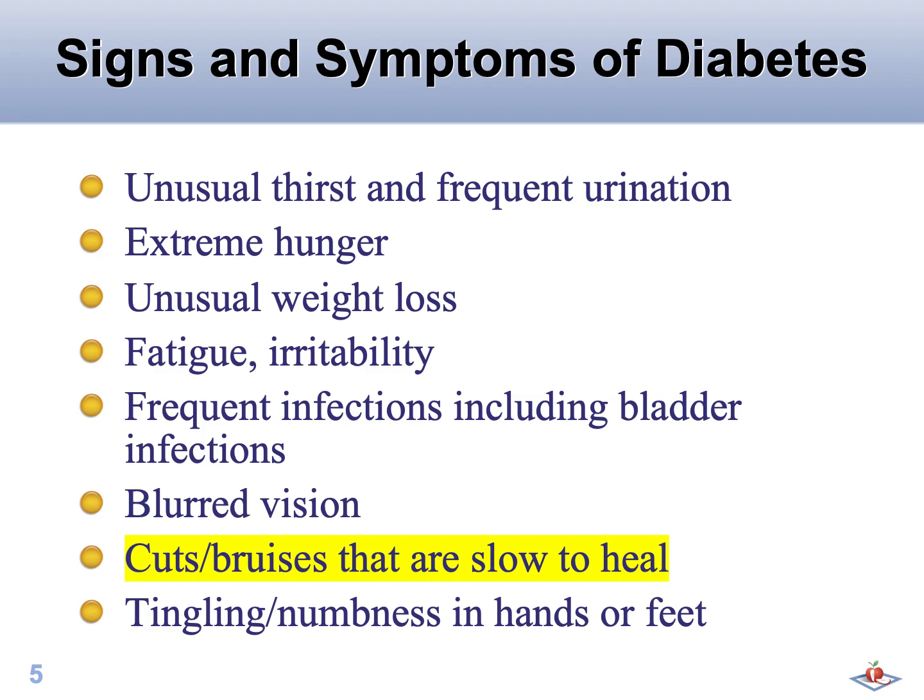A person can have blurred vision because excessive sugar in the eyes and the lens of the eye cause a change in the focal point of the eye, causing blurriness. Cuts and bruises may take a long time to heal because of the white blood cells that are being inactivated and the poor vasculature caused by damaged small vessels related to the high sugars and insulin levels.